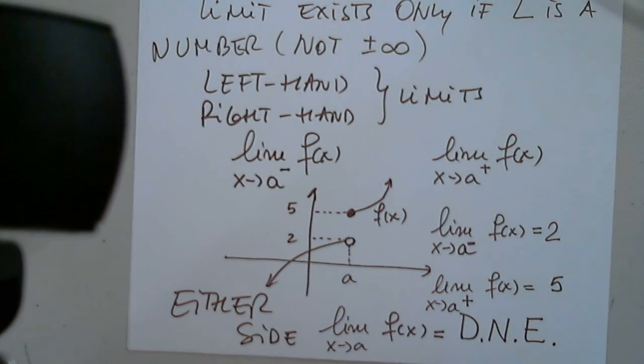The limit from the right of 3. Yes, anyone? 3. The limit from the right of 3. 4. Exactly. When x approaches 3 from the right, follow the function. Follow the function. Where does it go? It gets closer and closer to what?